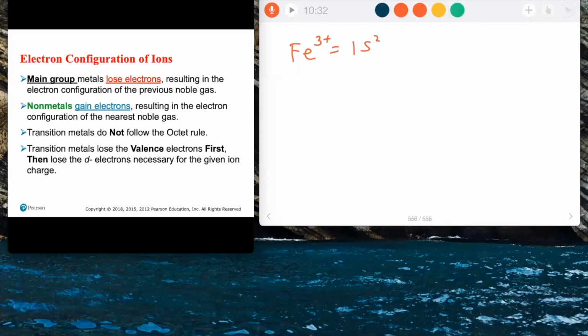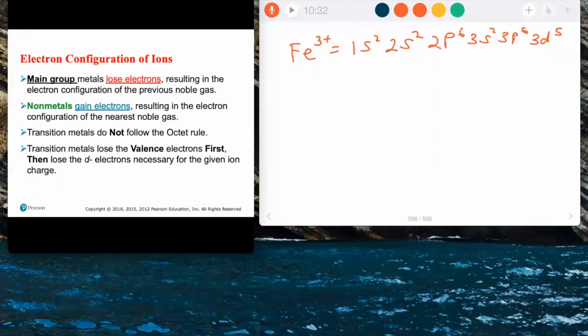1s2, 2s2, 2p6, 3s2, that's 12, 3p6. Now, the 4s2 is gone. You start with 4s2 and then 3d5. So I remove the first 2 from the 4s sublevel, and then the 1 extra electron from the d sublevel, which means we are less 3 electrons.